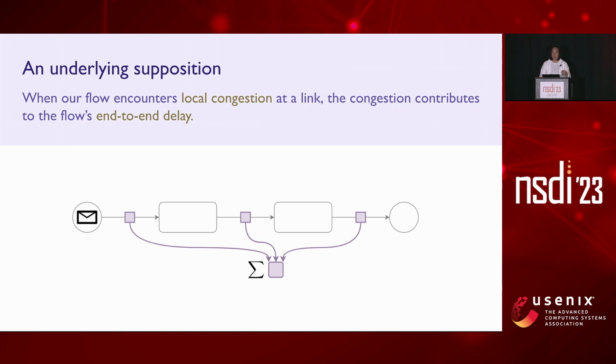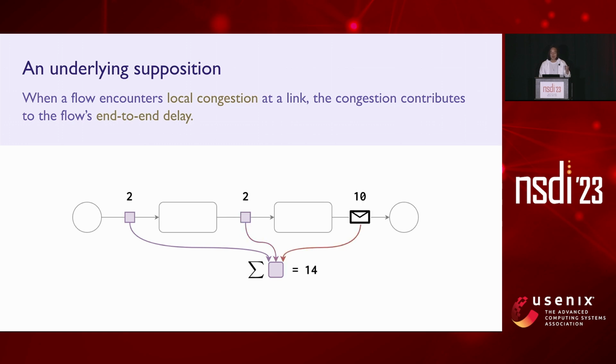Okay, now an underlying supposition of this strategy is that when our little flow meets local congestion, that congestion actually contributes to end-to-end delay. Because what do we do? Look at the first link, this congestion happens, add it. Look at the next link, this congestion happens, add it. For our short flow, this approximation might get us pretty close.